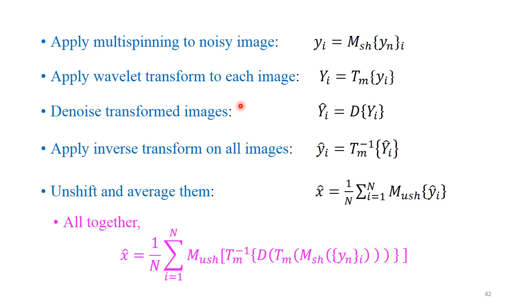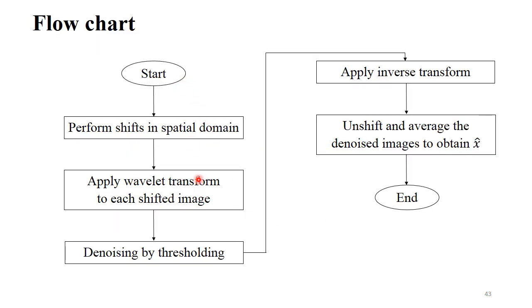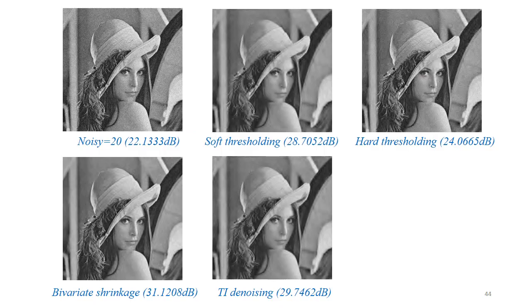All these processes together can be represented by making use of this one formula, right? A simplified flowchart realization, same as I told in the previous slide, has been represented in the flowchart, for very clear understanding. So start, then perform shifts, and then wavelet transform, denoise, then inverse transform, unshift and average. So that's what we discussed in the previous slide.